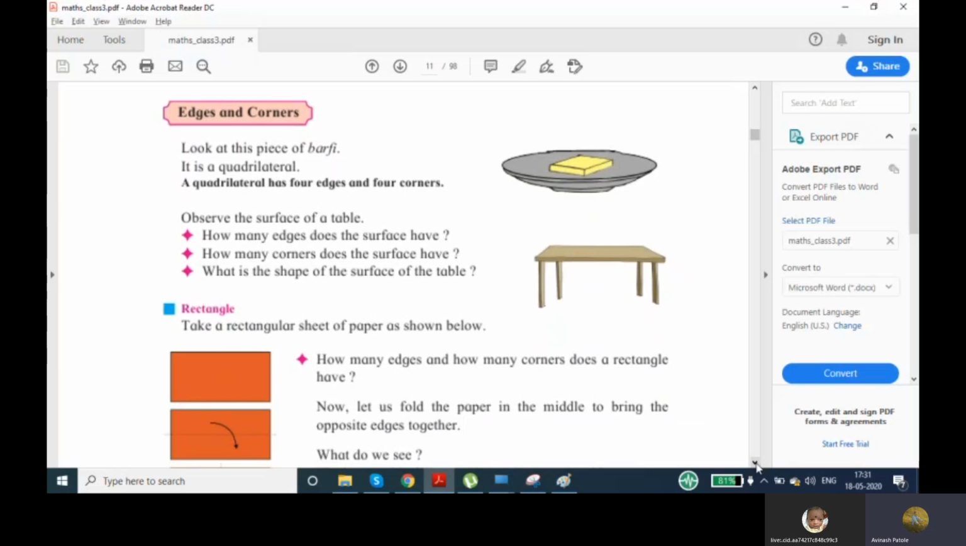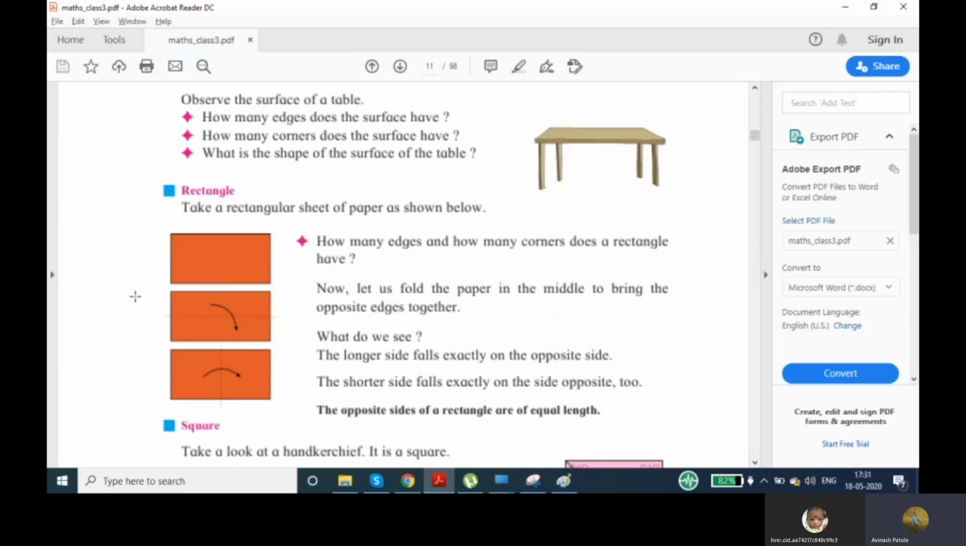Observe the surface of a table. How many edges does a surface have? The answer is 4. How many corners does a surface have? So let us count. It's 1, 2, 3, 4. What is the shape of the surface of the table? So this is the surface that we are talking about. It's a rectangle. So let's go further and read.